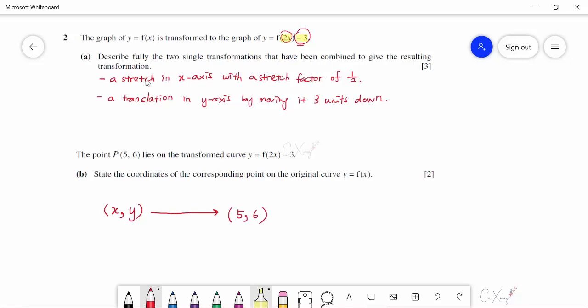So according to what we learned in the first part, generally the value of x is divided by 2 when you go through the transformation shown here, and the value of y is decreased by 3, to get the new values. So from here you can see that x divided by 2 equals 5, and therefore x equals 10. And when y minus 3 equals 6, therefore y equals 9. So the original coordinates for this point are actually 10, 9. After they go through the transformation shown, the point becomes 5, 6. So this is how we get the answer 10, 9.